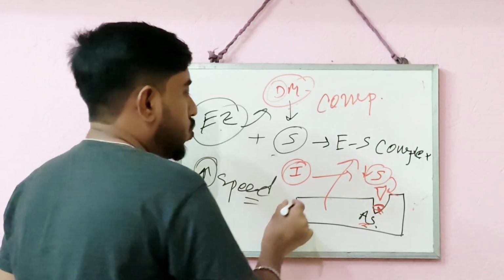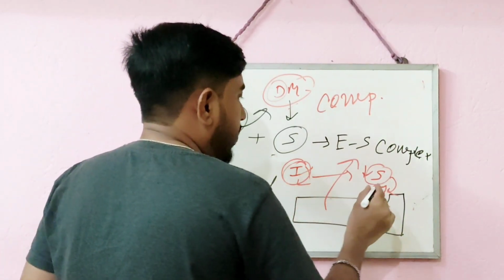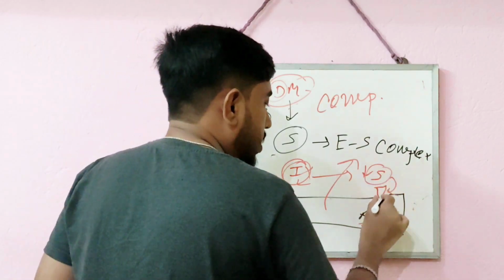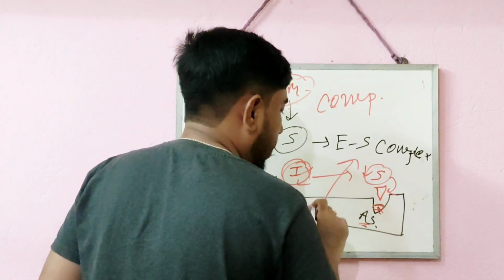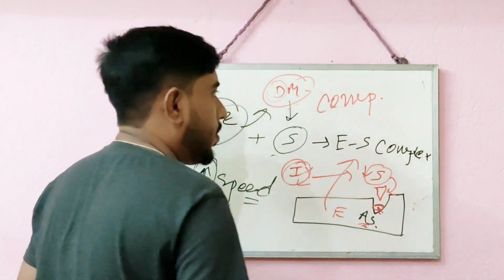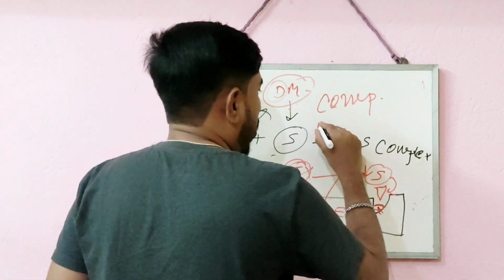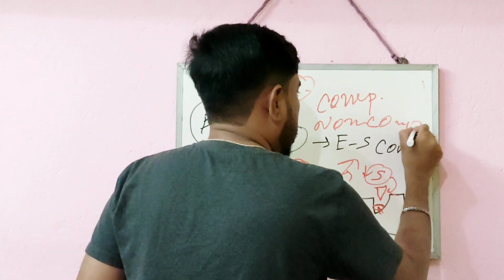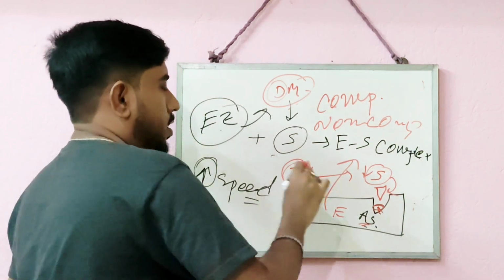But when there is no inhibitor, at that time substrate doesn't have to compete with anyone, and that substrate can easily sit on that action site of the enzyme. So there is no requirement of competition. This is non-competitive enzyme inhibition.